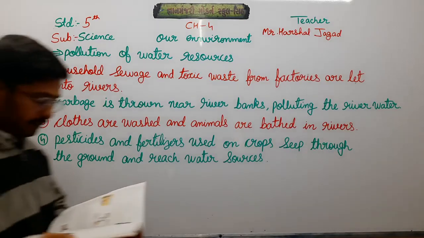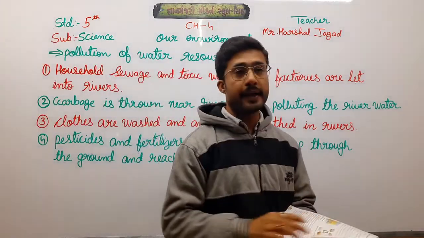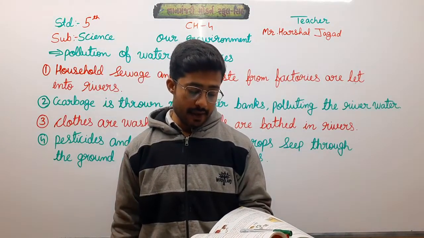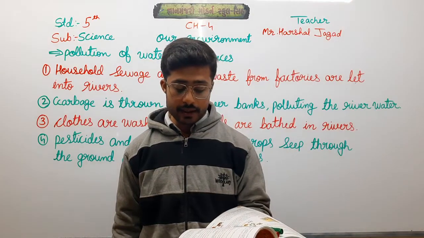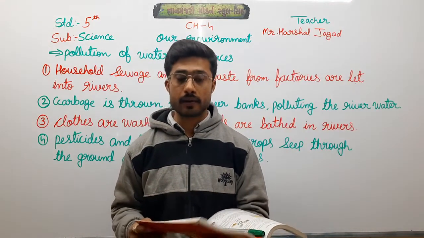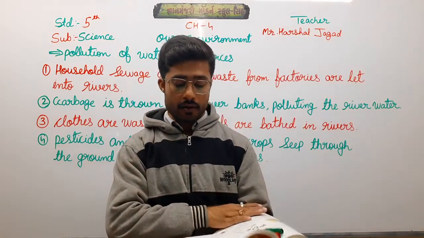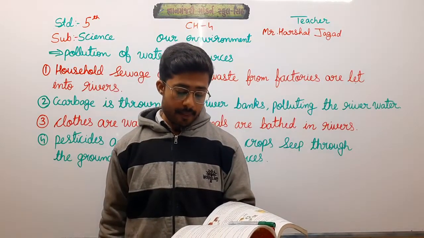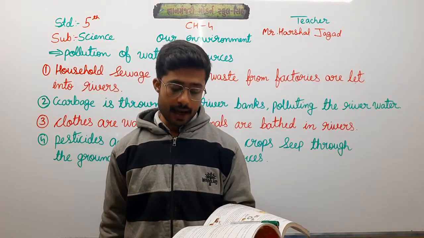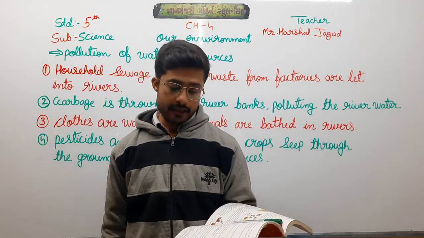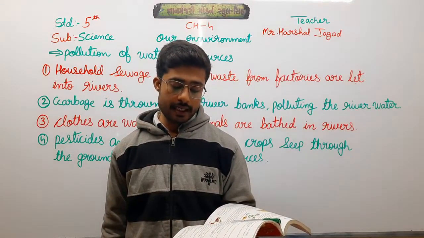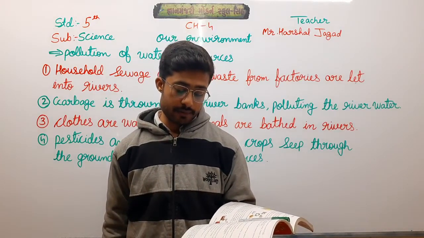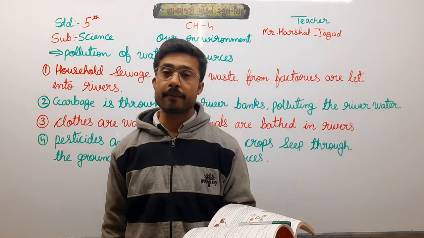Okay students, now again reading the textual content. Here it is pollution of water resources, that is, environmental sanitization and conservation also includes keeping water resources clean. Household sewage and toxic waste from factories are let into the rivers. Garbage is thrown near riverbanks, polluting the river water. Then clothes are washed and animals are bathed in rivers. Pesticides and fertilizer used on crops seep through the ground and reach water resources.